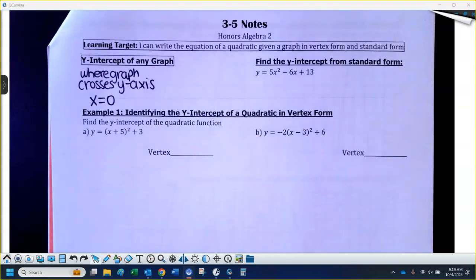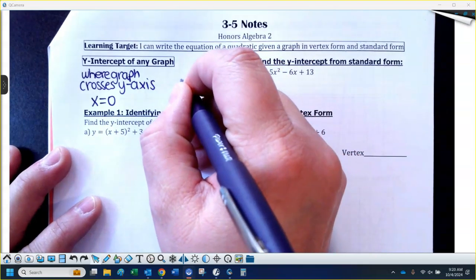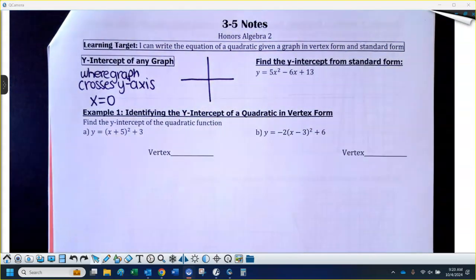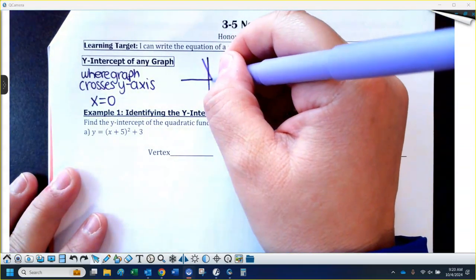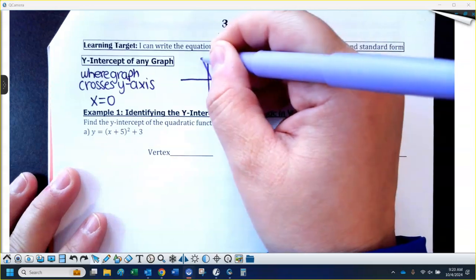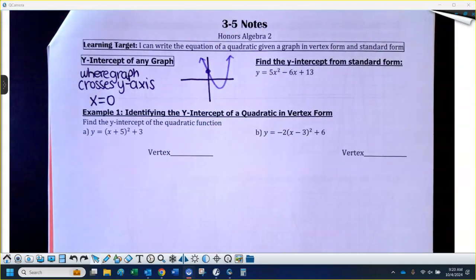So algebraically, if you don't have a picture of the graph, you can find the y-intercept just by simply plugging in 0 for x. So I'm just going to, and you don't have to draw this, I'm just going to draw a tiny little graph to the side. So let's say we have our parabola, and I'm just going to sketch something. Where it touches or crosses the y-axis, that's your y-intercept.